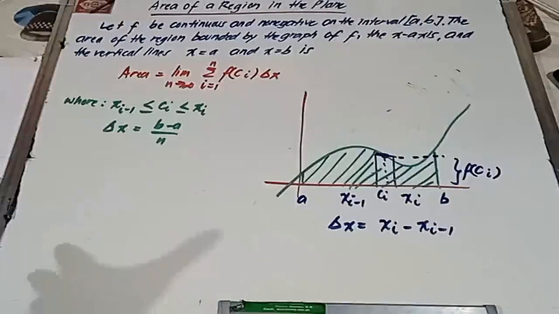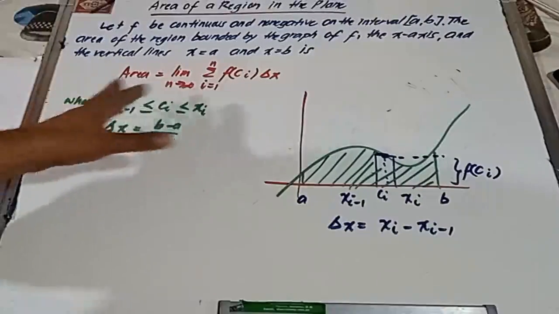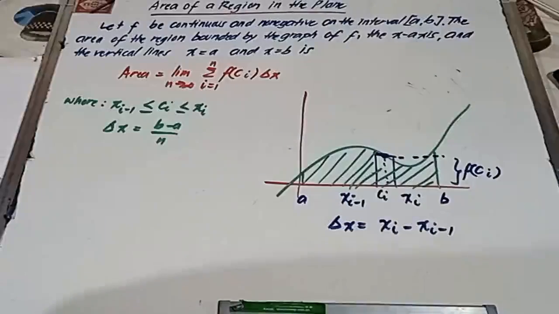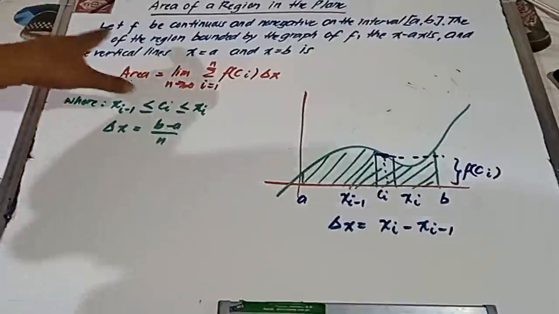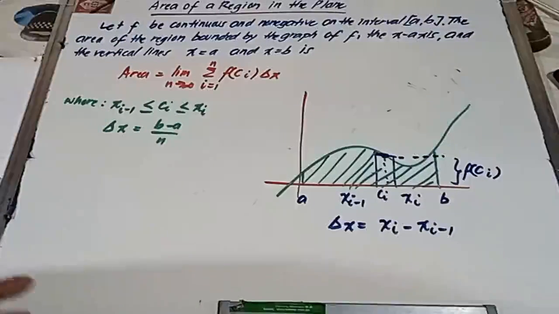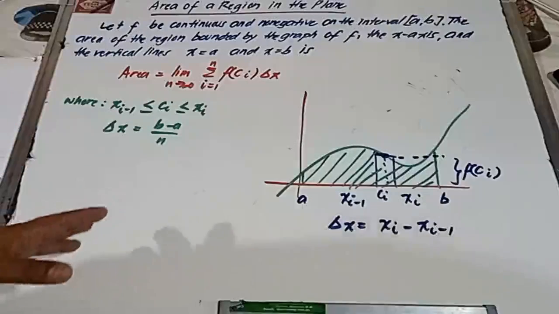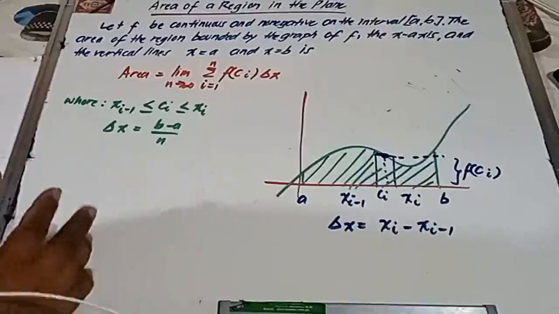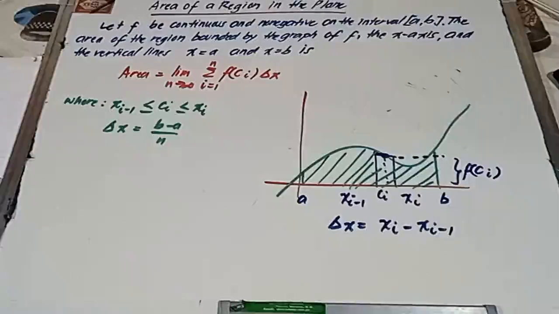and x equals b is area equal to the limit as n approaches infinity of the summation of f of c sub i times delta x from i equals 1 to n. Okay, so take note, dapat yung f continuous at dapat na negative din siya dun sa interval na tinutukoy natin from a to b. Okay? At yung region na kukunin natin, ito yung boundaries niya, the graph of the function f of x, the x-axis at saka yung vertical lines of the interval x equals a at x equals b.